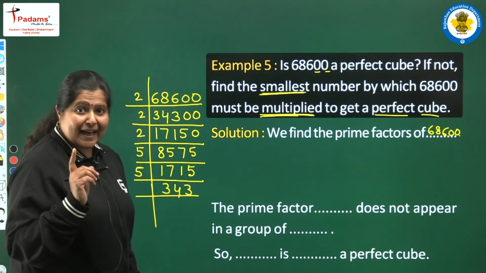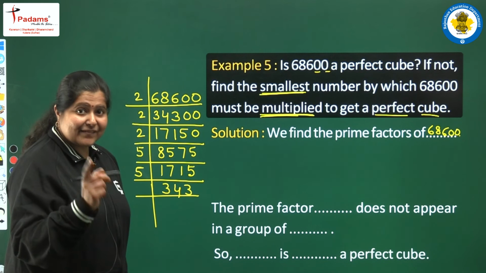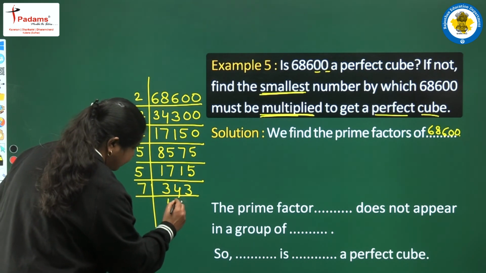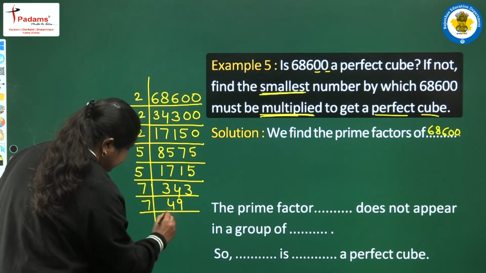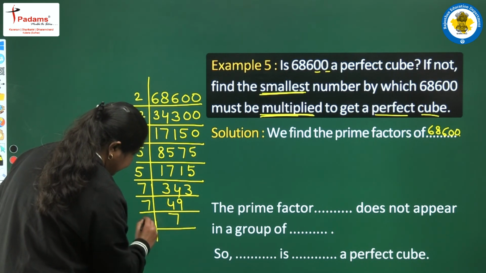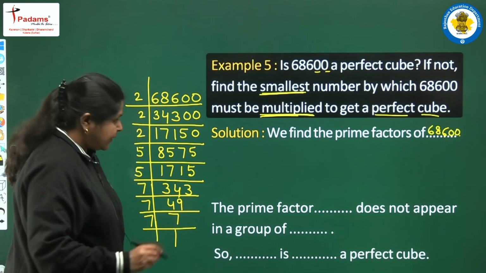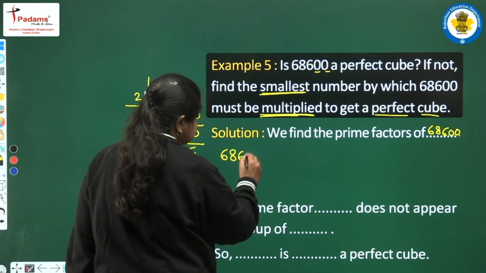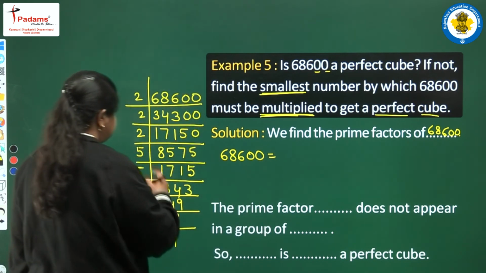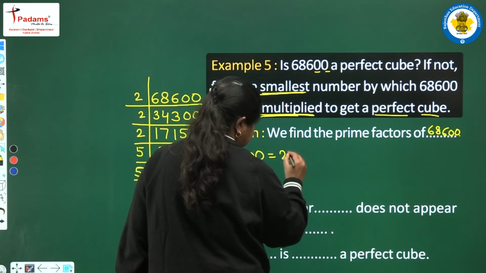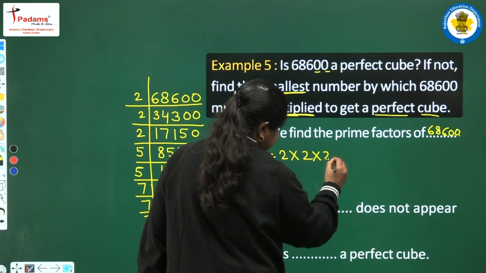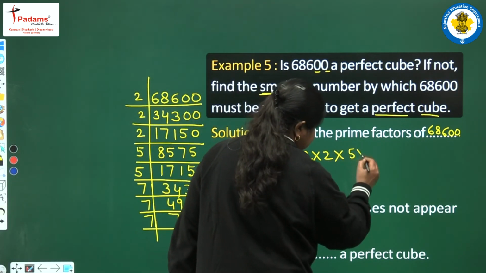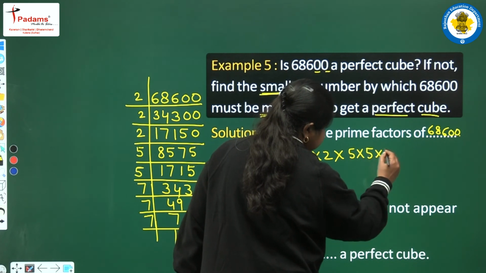343. Now you should remember this. It is 7 cube. So we divide it by 7. It will go 49 times, and 7 7s are 49, 7 1s are 7. With this we get the prime factors of 68,600. We can write them. Here we have 2, then we have 5, and then we have 7.